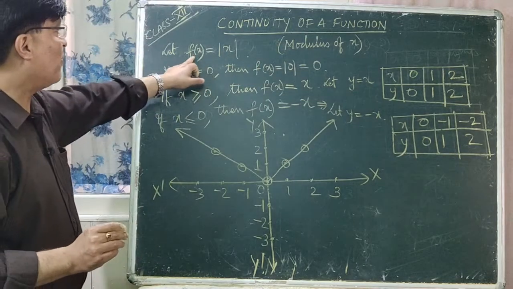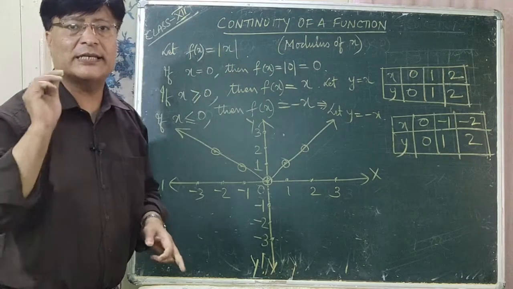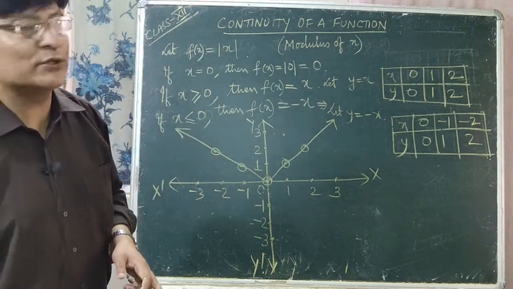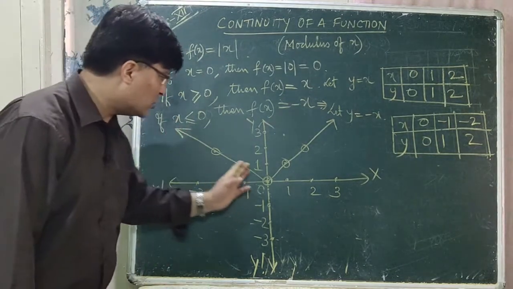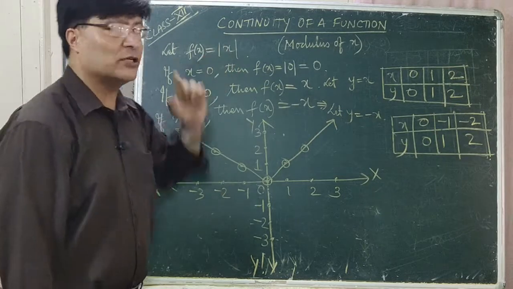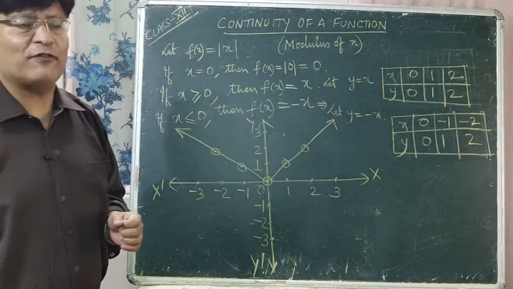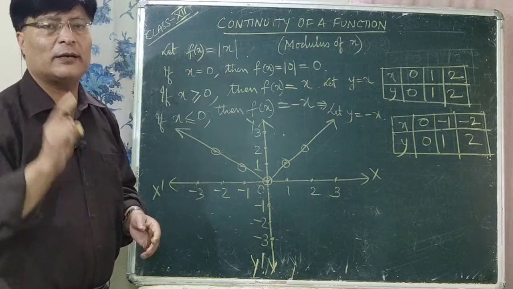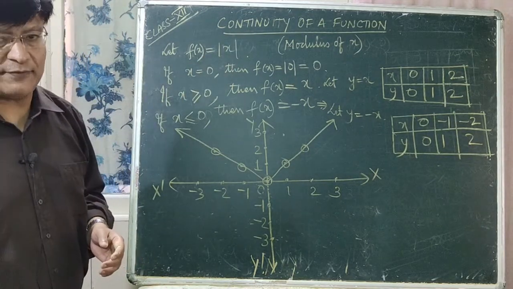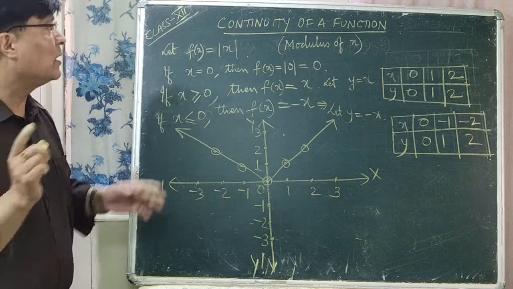That is, f of x equals mod x is a continuous function. This is a continuous graph. So this is a continuous function. That is, f of x is equal to mod x. The modulus of a variable is a continuous graph. Is that clear to all of you?